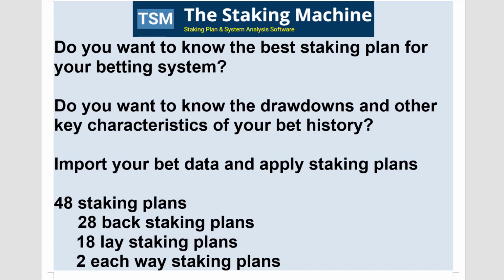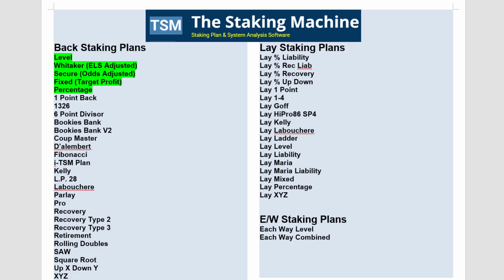It has 48 staking plans, 28 back staking plans, 18 lay staking plans, and 2 each way staking plans. There are a lot of famous names in there. On the back side, the ones I always recommend testing your bet data with are level stakes, Whitaker staking, secure staking, target profit staking, and percentage staking. Those are really solid, dependable staking plans that you should always test your bet data against.